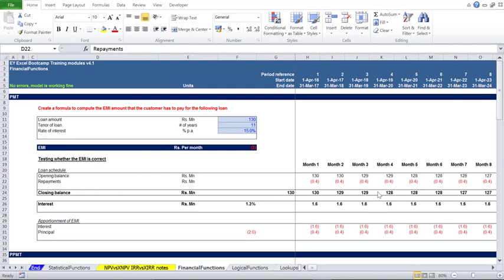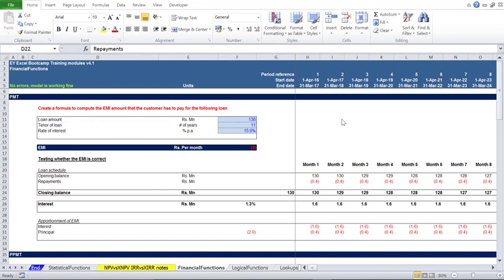Before we get into understanding the syntax of the function, let's consider a small example. The example before us is of a loan of 130 million rupees. The tenure of loan is for 11 years. The rate of interest per annum is at 15%.